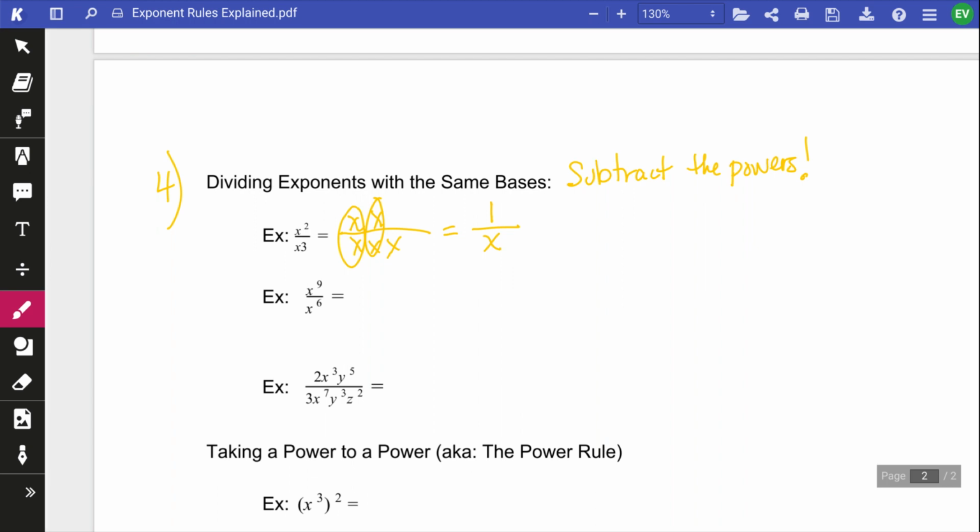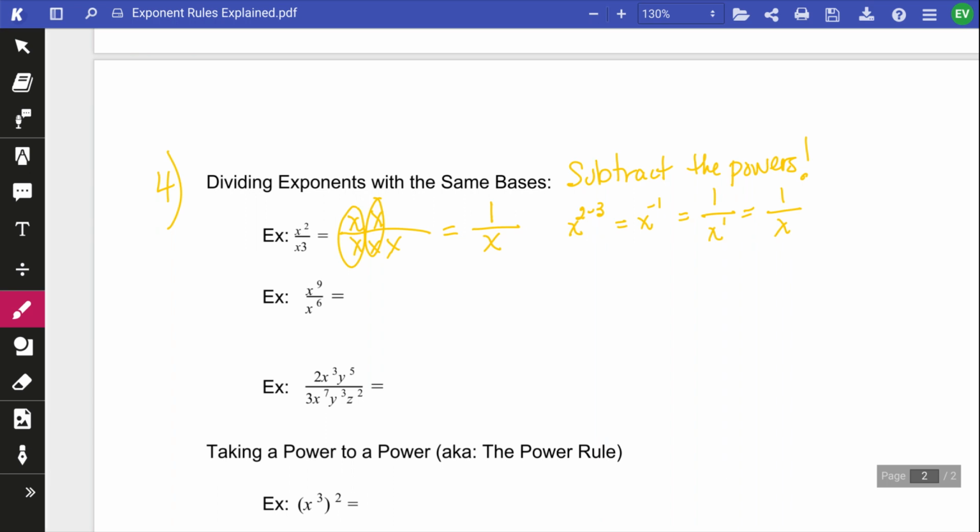I could also do x to the 2 minus 3, which is x to the negative 1. But remember our negative rule? Put it where it's not. It's in the numerator, so we're going to put it in the denominator. Put our placeholder 1. And remember, x to the first power is the same as x. So you get the same thing if you do the canceling or if you subtract.